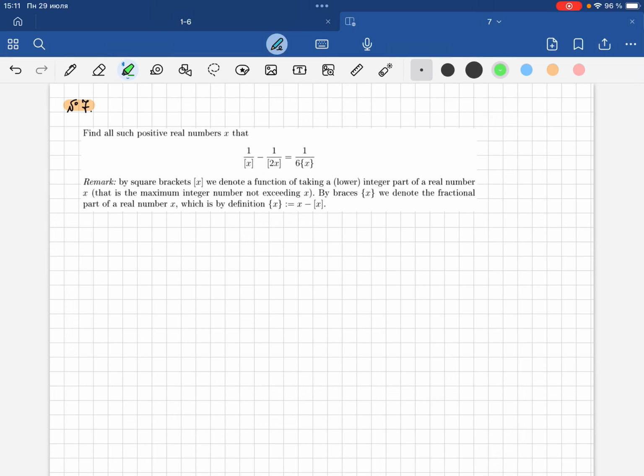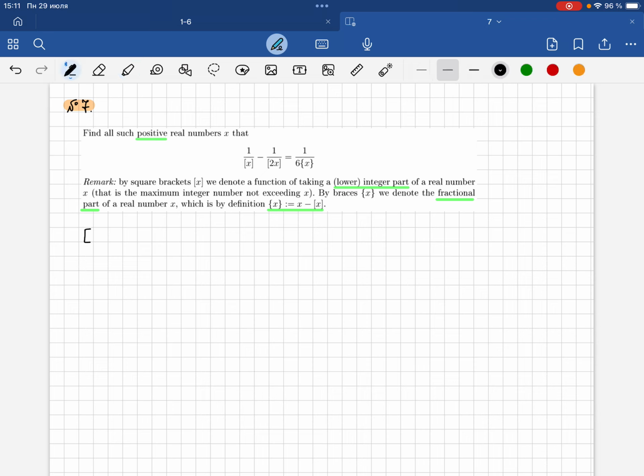In this problem, we need to find all positive real numbers x that satisfy the following equation. And by square brackets, we denote a function of taking a lower integer part of a real number x. And by braces, we denote the fractional part of the real number x, which is, by definition, just the difference between x itself and its lower integer part.